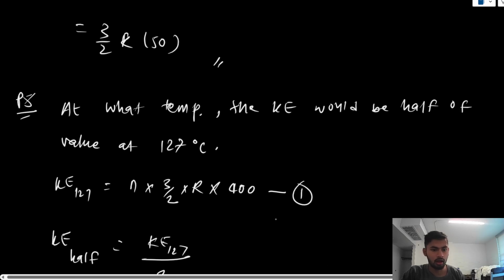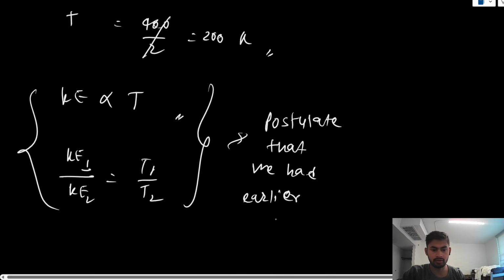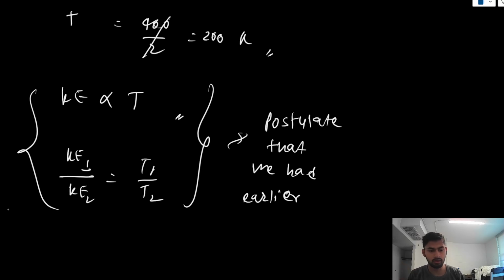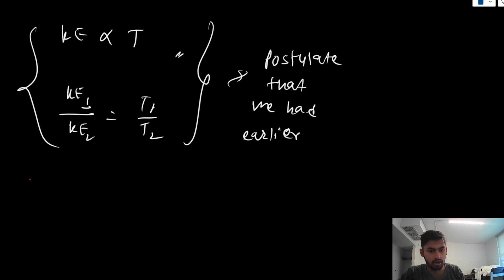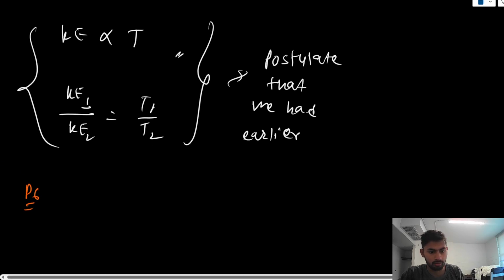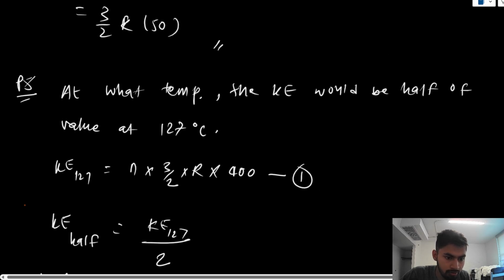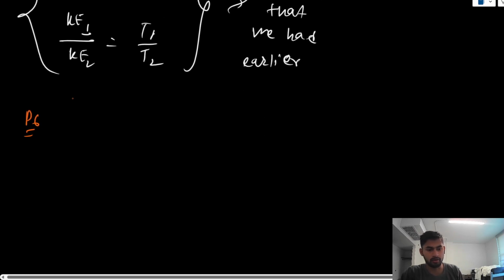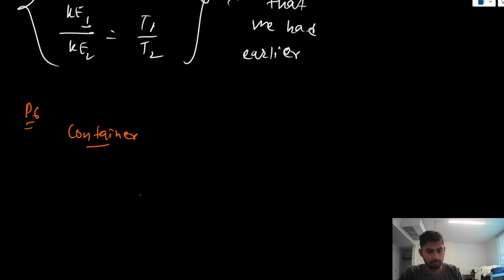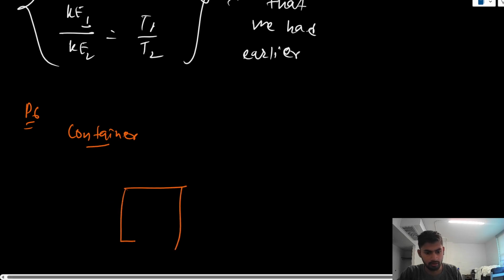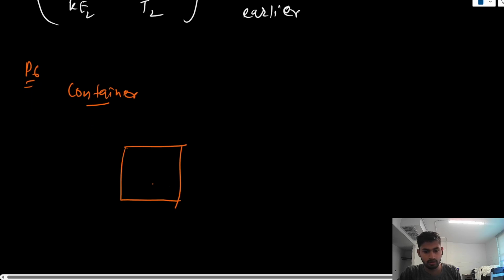Now let's dive into another problem. Let me check the color, and we will just do the problem. I think I messed up the numbers, but it should be fine. So the problem goes like this. I'll draw a container, which would be like this. Don't judge my drawing.